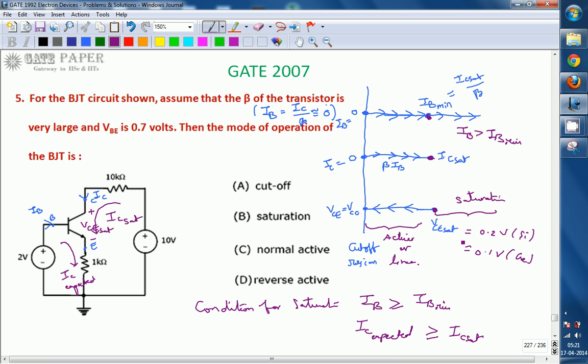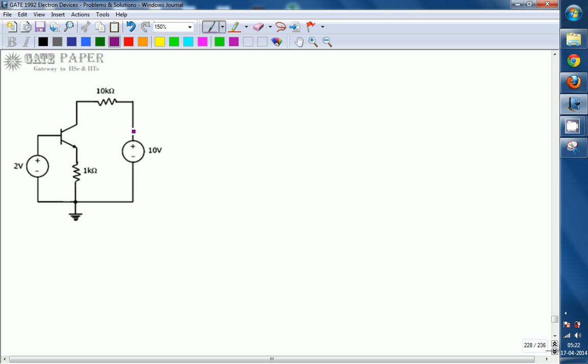So now we will calculate. Step 1 is to calculate IC saturation for the given circuit. Step 2 is to calculate the expected collector current for the given input voltage. We will compare: if this condition is satisfied, it will be in the saturation region, otherwise it will be in the active region. So first, this is the circuit given, and we are going to calculate IC saturation.